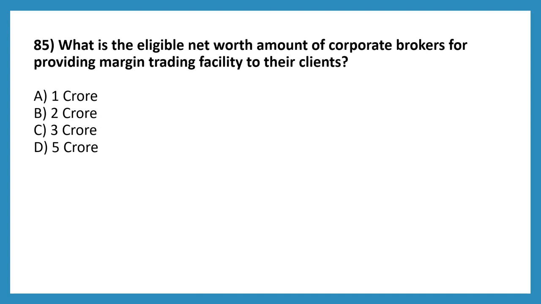What is the eligible net worth amount of corporate brokers for providing margin trading facility to their clients? Option A, 1 crore. Option B, 2 crore. Option C, 3 crore. Option D, 5 crore. The correct answer is option C, 3 crore.